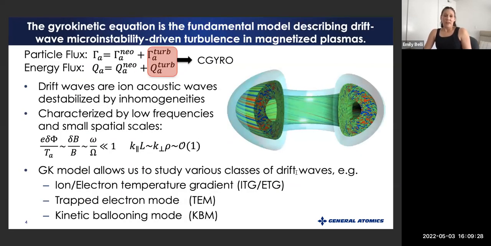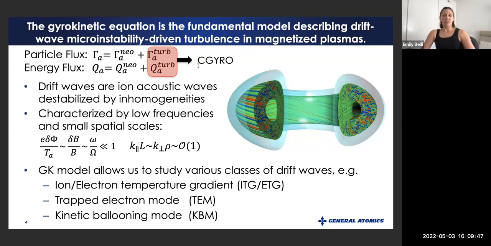So transport in a tokamak is generally described by one of two processes. The first is neoclassical or collisional-driven transport, and the second is turbulent transport. And the turbulent transport is generally dominant in a tokamak, so this will be our focus here. And in particular, we will be using gyrokinetic simulations.